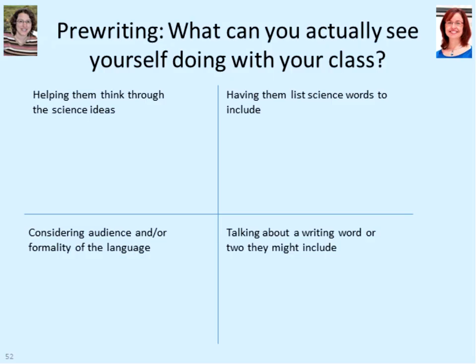All right, so there are kind of 4 stages of pre-writing that I talked about. Helping students think through their science ideas, having them list science words to include, considering the audience and/or the formality of their language, and considering a writing word or two that they might want to include.